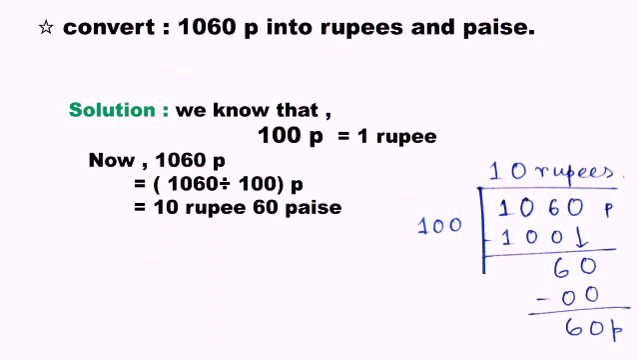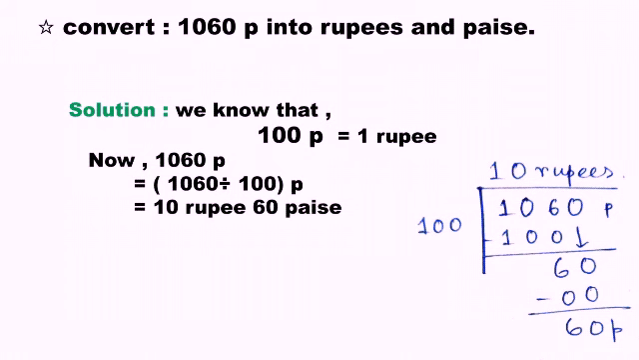Just check it. I have divided it on the side. You have to show the division also. How I have divided: we have to divide 1060 by 100. 1 times 100 is 100, then subtract, then bring down the next number 0, then multiply 100 by 0, which equals 0, then 60. So the answer is 10 rupees 60 paise. Many of you have done this type of question wrong, so check the division properly.